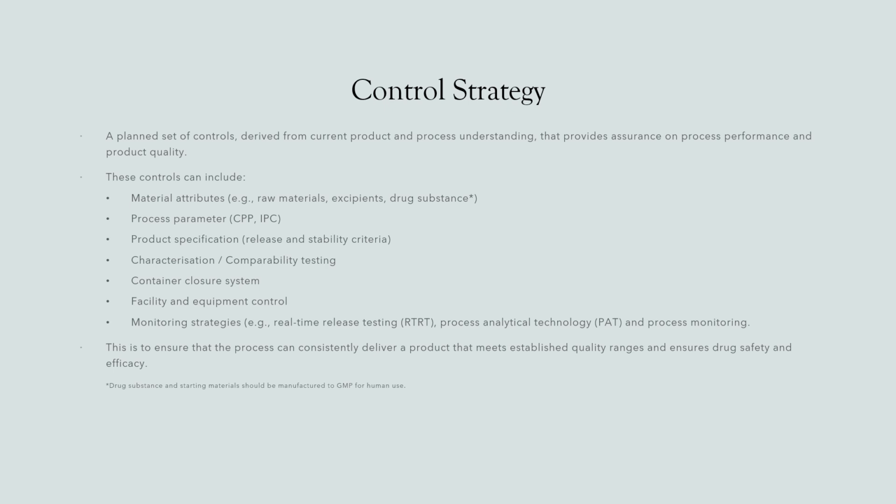If you're going to manufacture within the European Union, and if you're going to supply to human beings in the European Union, you're using sterile medicinal products, which will be the case for monoclonal antibodies, then you need to comply with this guideline. So your control strategy ultimately ensures that your manufacturing process can consistently deliver a drug product that meets the established quality ranges and ensures drug safety and efficacy.